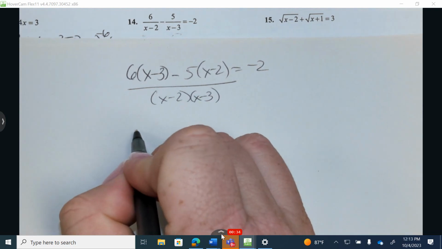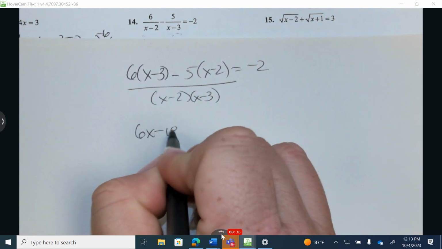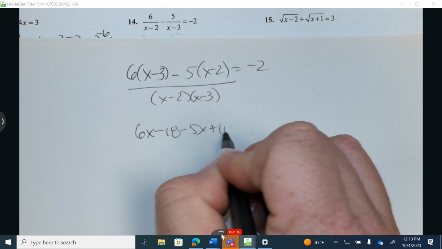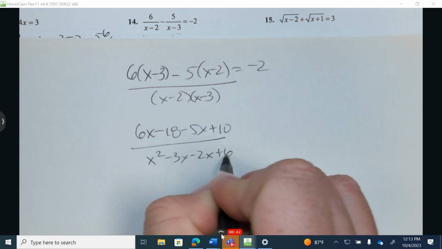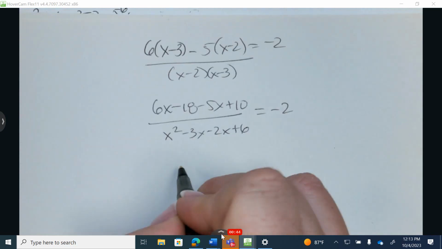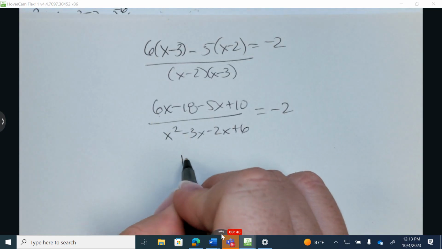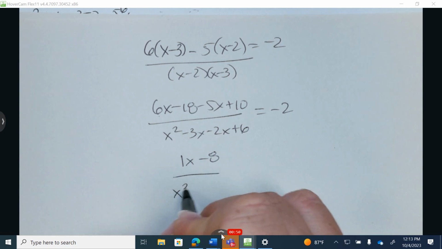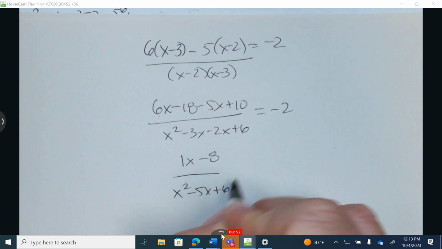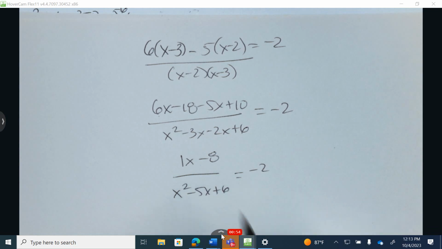So let's distribute. I end up with 6x minus 18, subtract 5x plus 10, over x squared minus 3x minus 2x plus 6. When I combine like terms, 6 minus 5, I end up with x plus 8 on the bottom and x squared minus 5x plus 6. Sorry, on top and on the bottom.